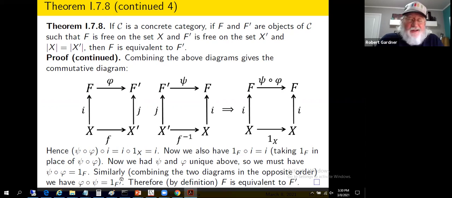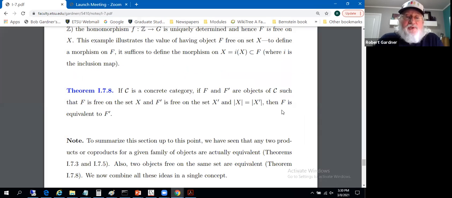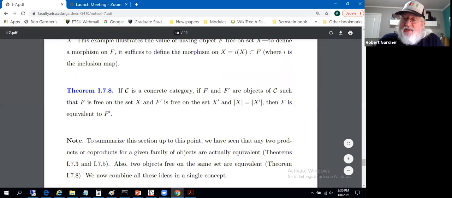Very similar, almost identical to what we just did, just doing some things with a different manipulation of the diagrams. And that's what equivalence is. Exactly these two little statements right here. There exist phi and psi, compose in one direction, get an identity, reverse that order, also get an identity on the appropriate objects. So there's the equivalence of free objects, provided they're free on sets of the same cardinality.